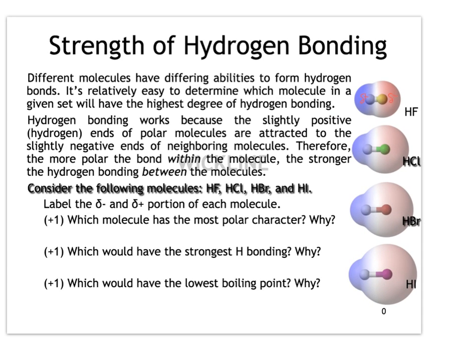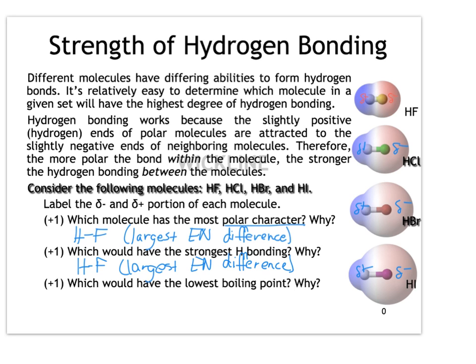So I labeled the slight negative and the slight positive portion of each molecule. Well, I'll do that now, actually. And the molecule which would have the most polar character would be HF, because it has the largest electronegativity difference. HF would also have the strongest hydrogen bonding because it has the largest electronegativity difference.